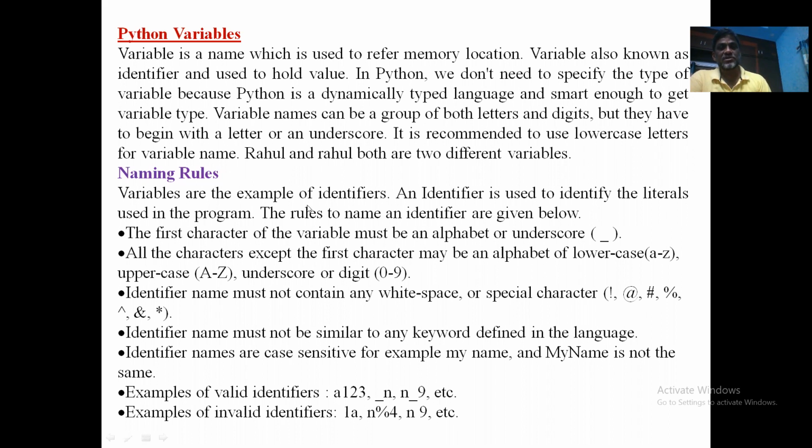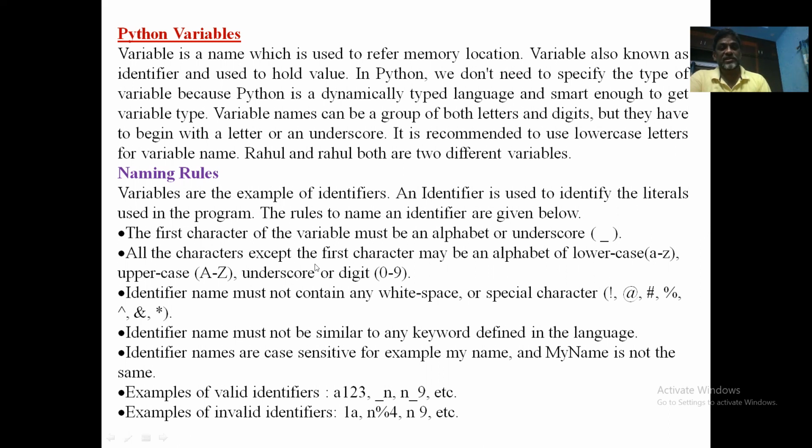Okay, so these naming rules are the same as C language naming rules. There is no difference between the naming rules; in any language, the rules are going to be the same. The first rule is that the first character of the variable must be either an alphabet or an underscore. That means the first character should be a lowercase alphabet, an uppercase alphabet, or an underscore. Except this, you cannot use any other character as the first character of a variable name.